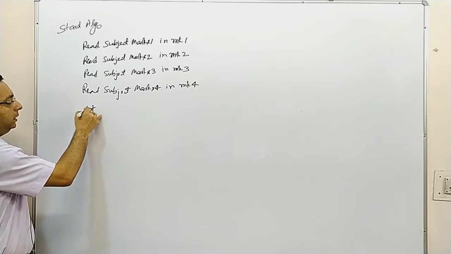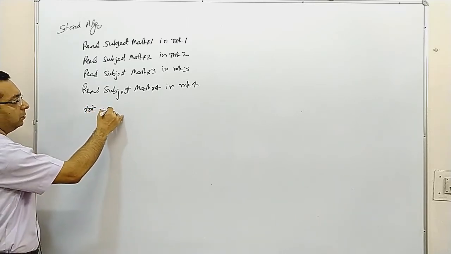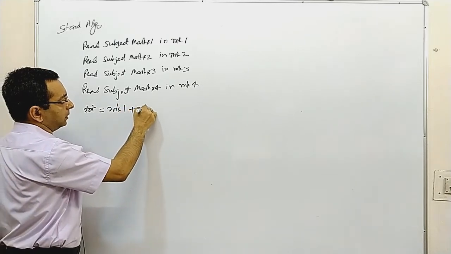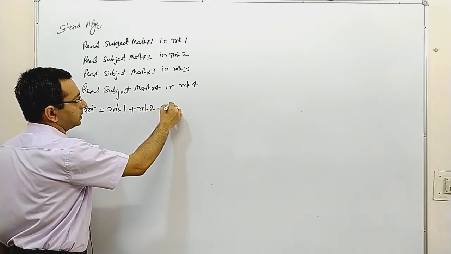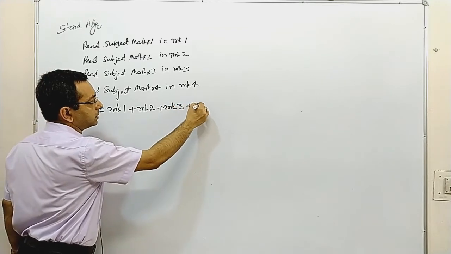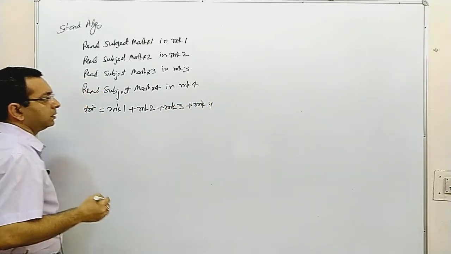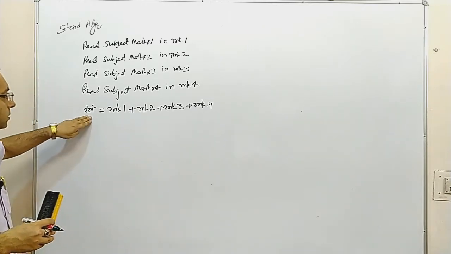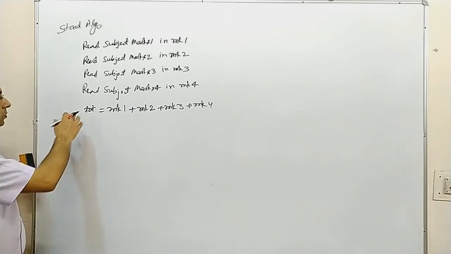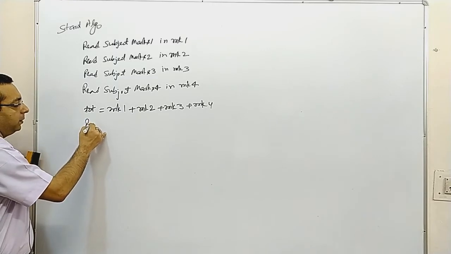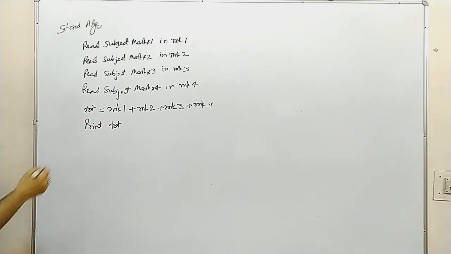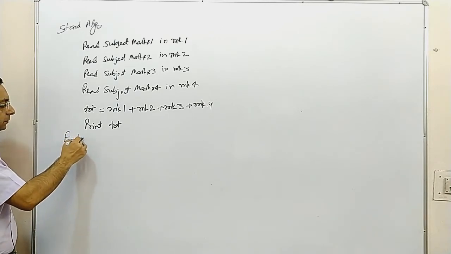So TOT, meaning total, equals MK1 plus MK2 plus MK3 plus MK4. So the total of MK1, 2, 3, 4 will be stored in TOT, that is total, and then we have to print TOT and then end algo.